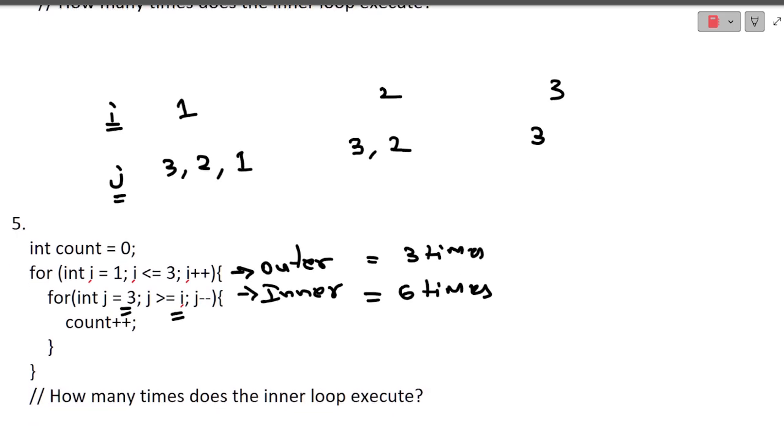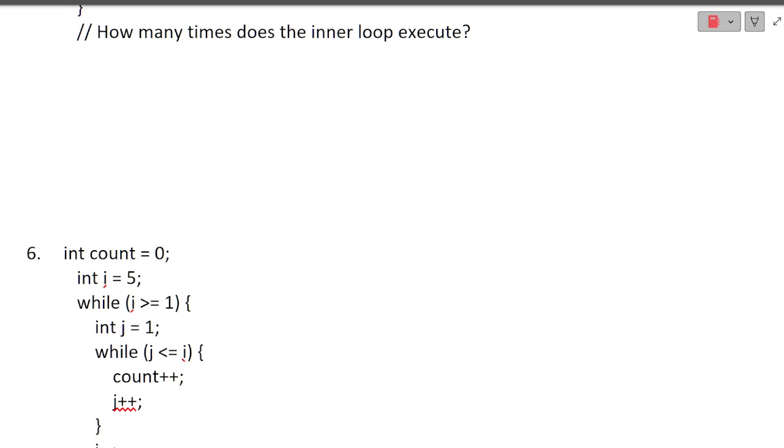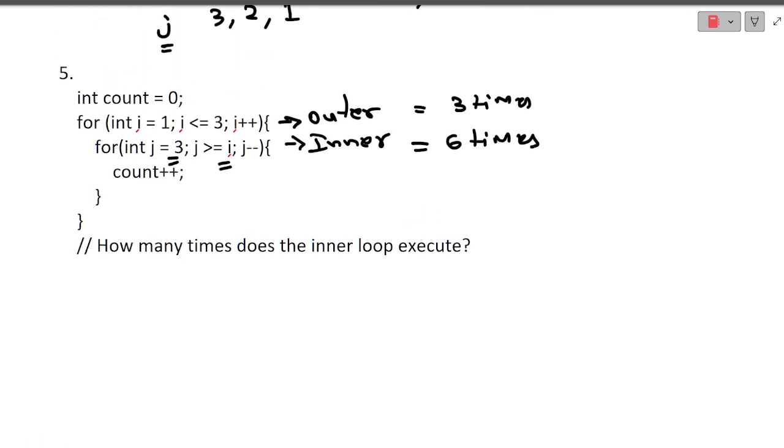Okay. Now let us move on. Now I have brought questions which are related to the while loop. Let me check that everything is visible to you or not, guys. Okay, it is visible.